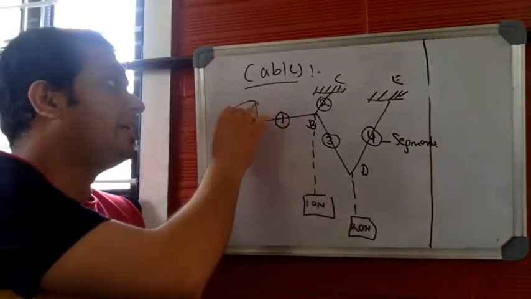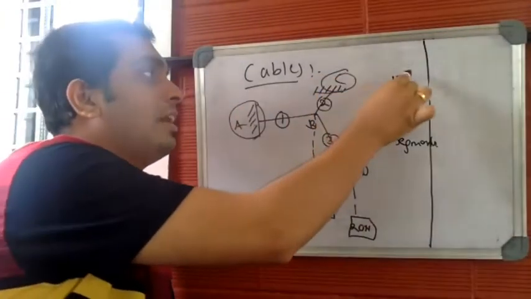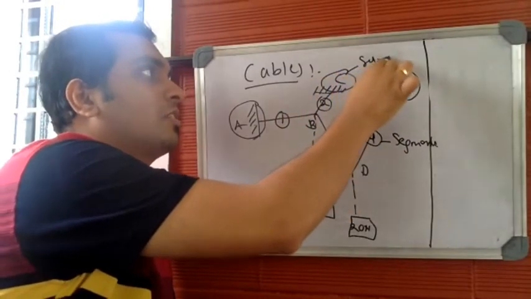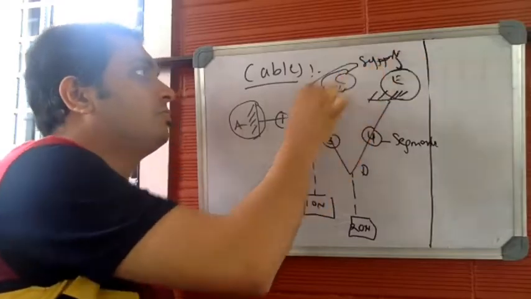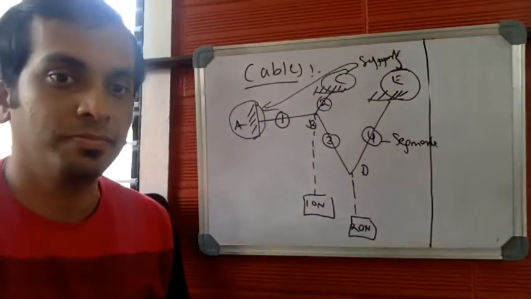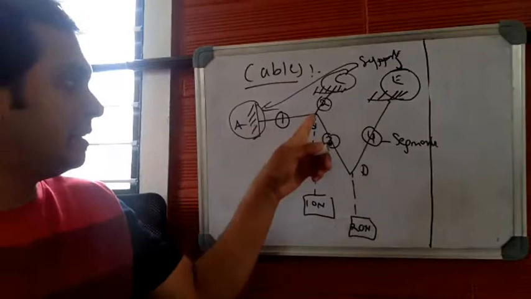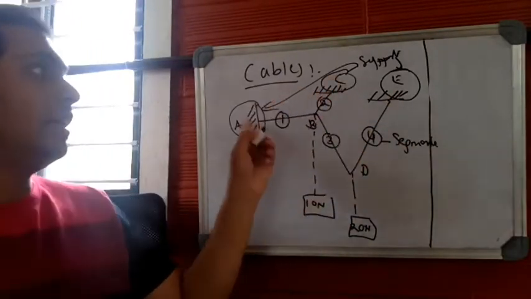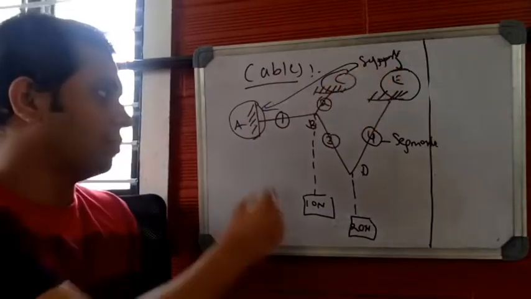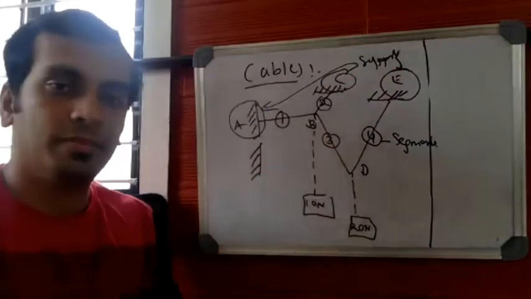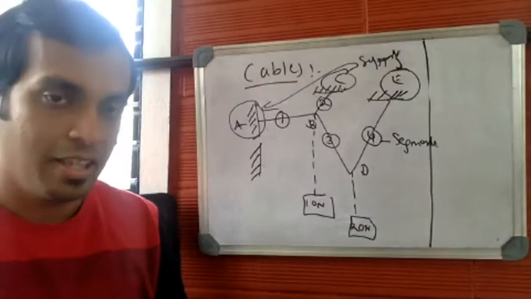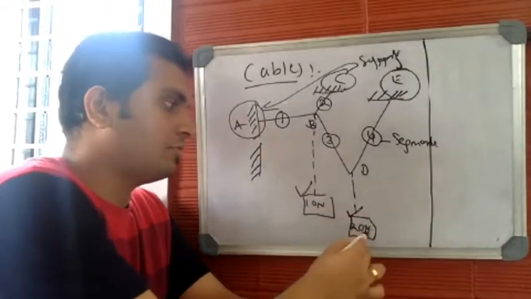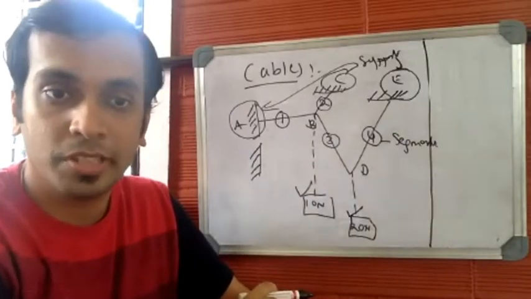Now, point A, point C, and point E, these three are the supports. So AB is a segment, BD is a segment, DE is a segment, and BC is a segment. A, C, E are the supports, which are marked in this way usually. Supports.